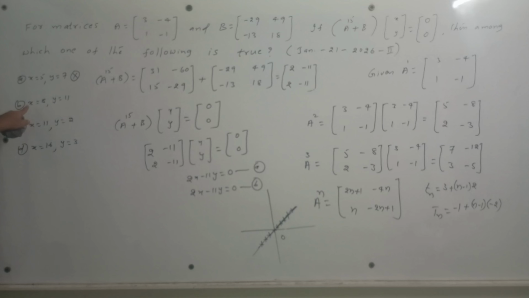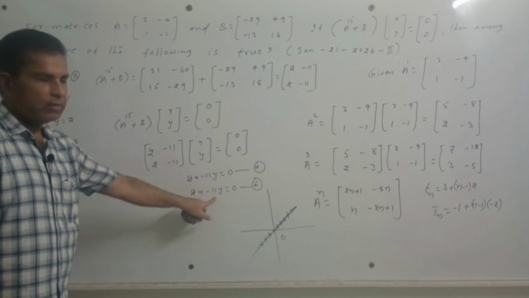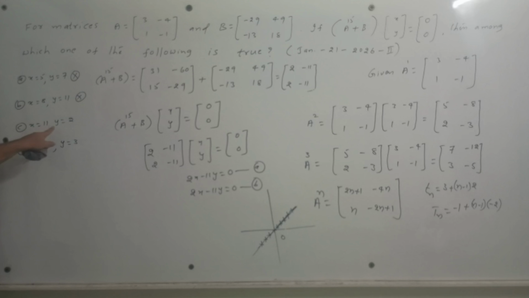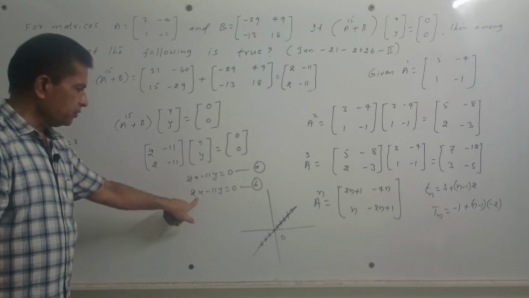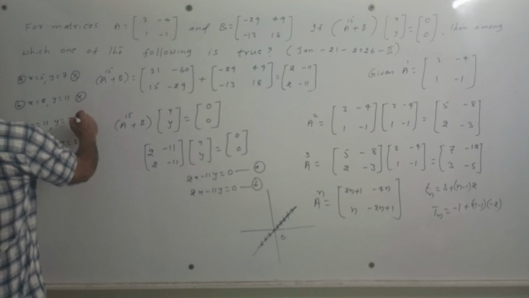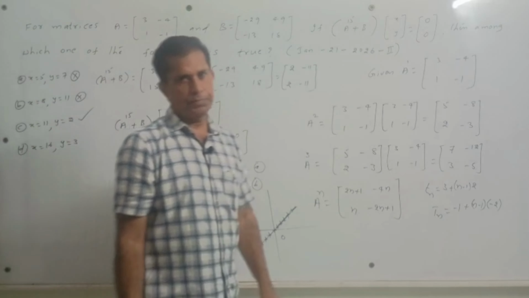Check the second option. x is equal to 8, y is equal to 11. 16 minus 121 is not equal to 0. So this is not the correct option. x is equal to 11, y is equal to 2. 11 into 2, 22. 22 minus 22 becomes 0, satisfied. Therefore, option C is the correct option.